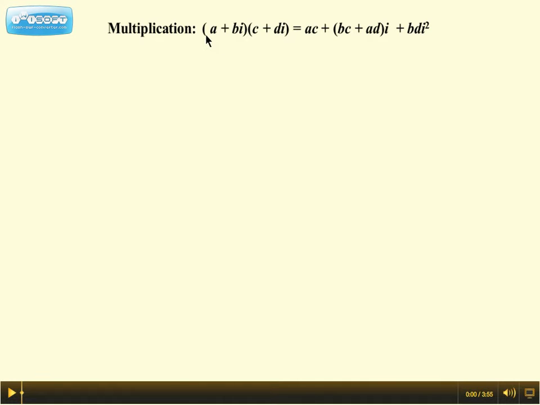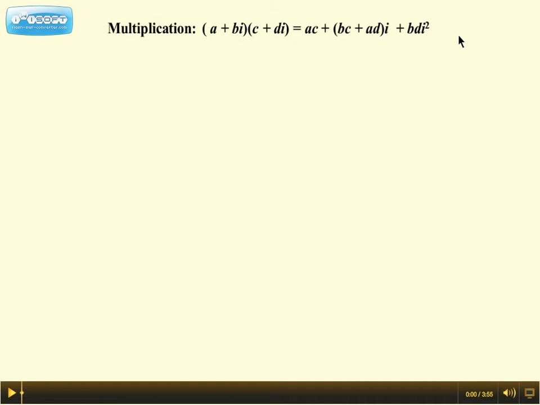When we multiply two complex numbers, we write them in standard form as two binomials, and we FOIL. So we have AC plus BC plus AD times i plus BDi squared. I know this looks a little cumbersome. When we get to the real examples, this will become straightforward.